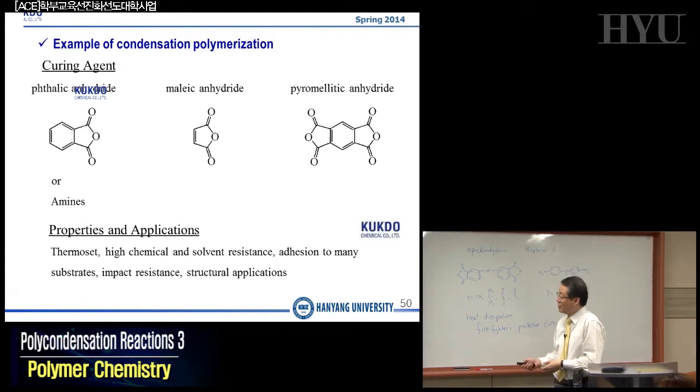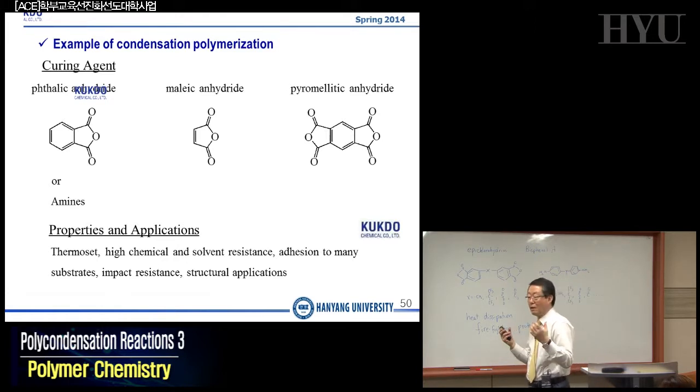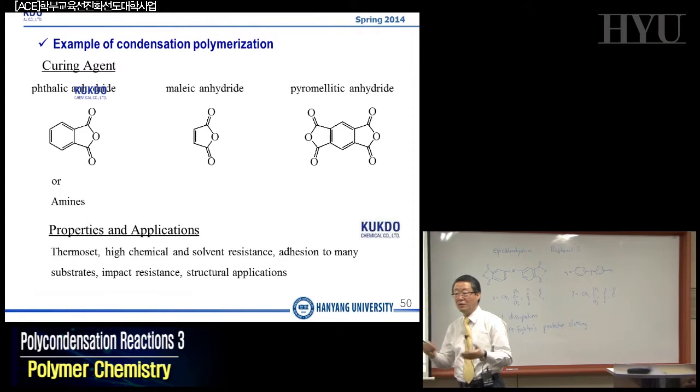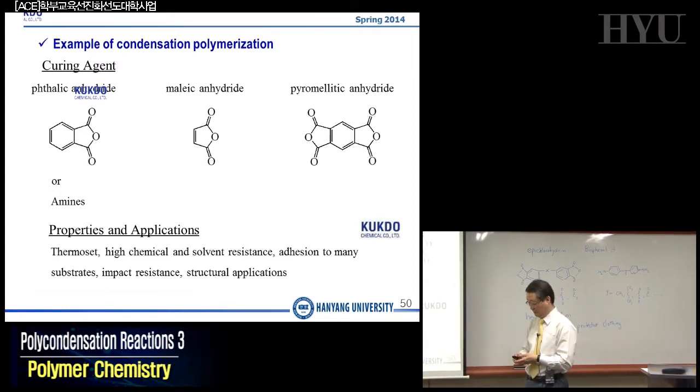It's a thermoset resin. Thermoset means a cross-linked polymer, and it has a very high chemical resistance and solvent resistance, so it can be used for coating purposes, and you have a very good adhesion property, so that it will be used as adhesives. It has impact strength. It has a structural application as well. So epoxy can be utilized in many applications. Okay.